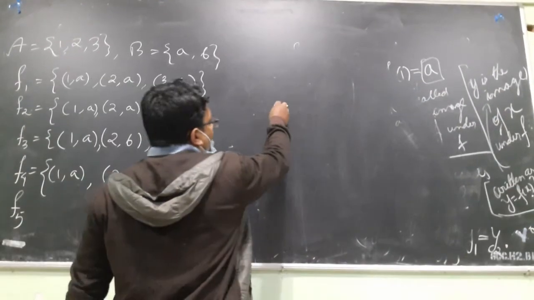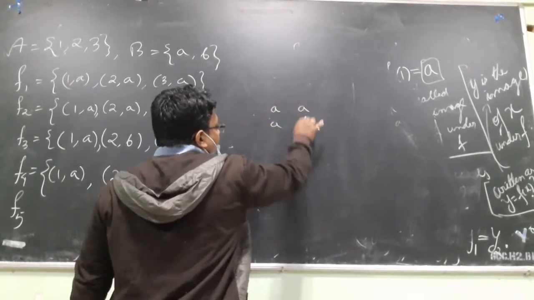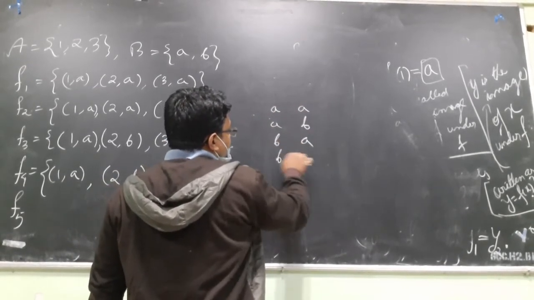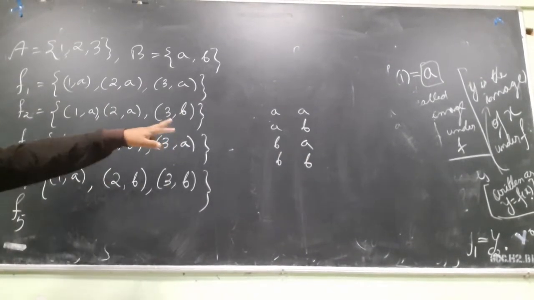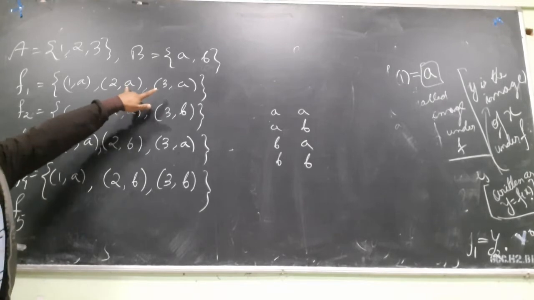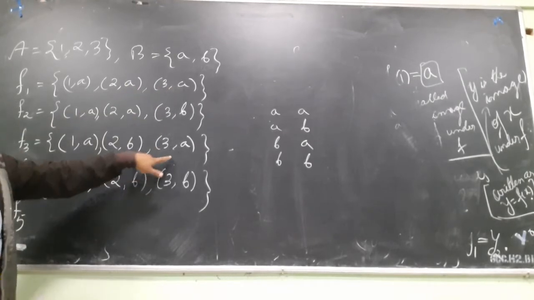So for two elements, it's very easy. AA, AB, BA, BB. Okay. These are the possibilities. So you try to maintain that order. I have kept that order in mind: AA, AB, BA, BB.